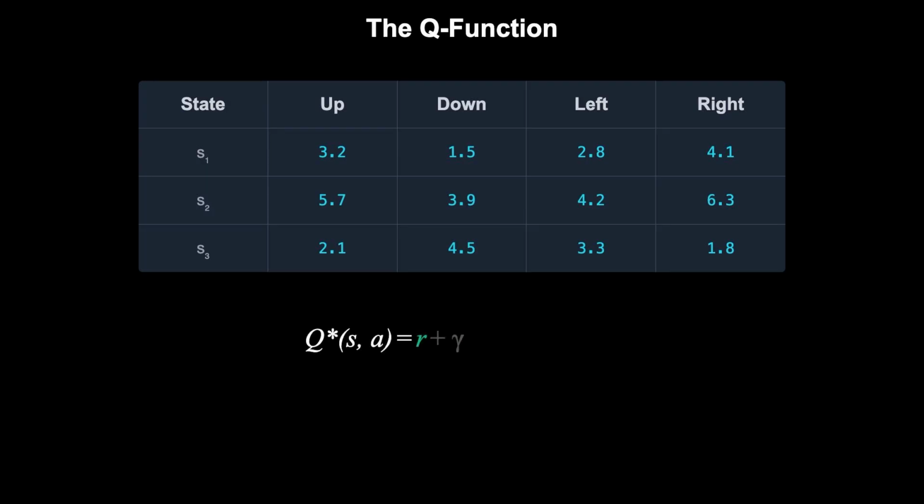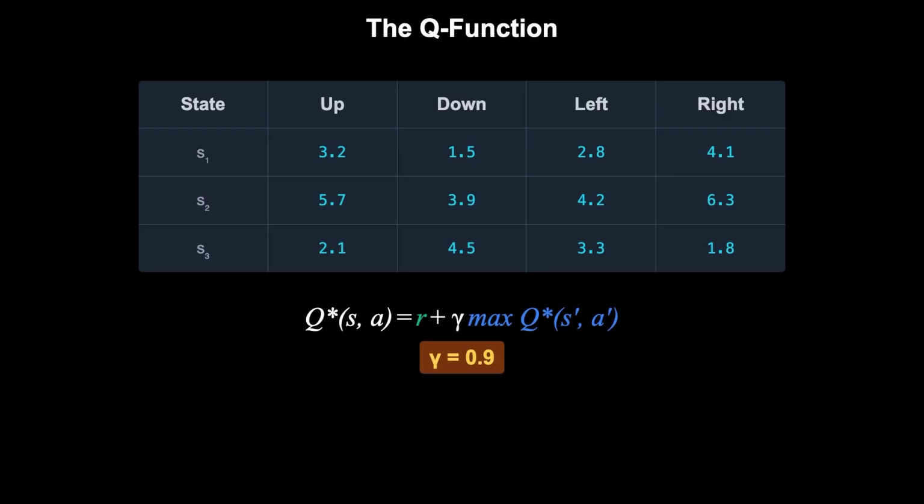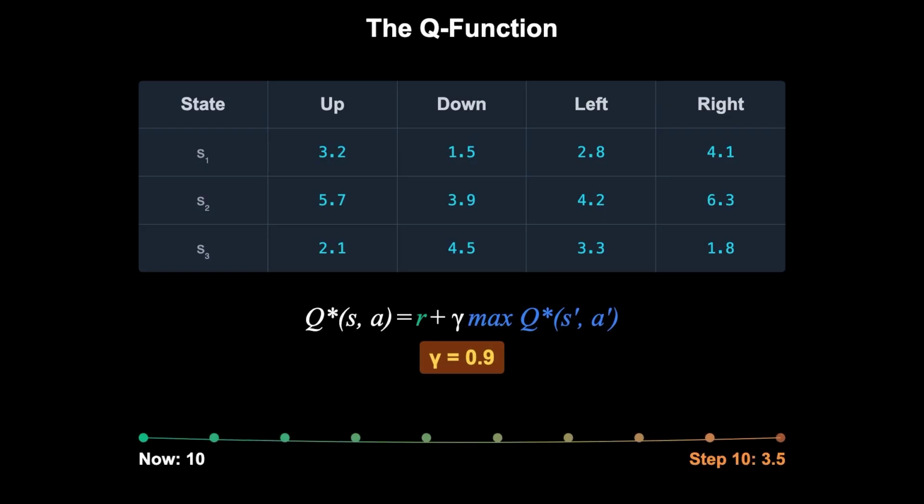The optimal Q function satisfies a fundamental relationship. The value of taking action A in state S equals the immediate reward R you receive, plus the discounted value of the best action you can take in the next state S prime. The discount factor gamma controls how much we care about future rewards versus immediate rewards. When gamma equals 0.9, a reward 10 steps ahead is worth only 35% of its face value.